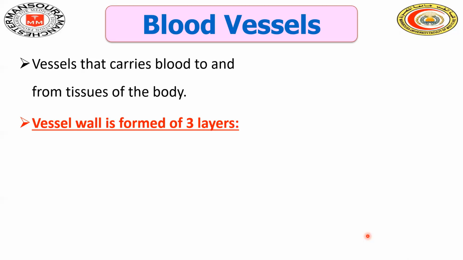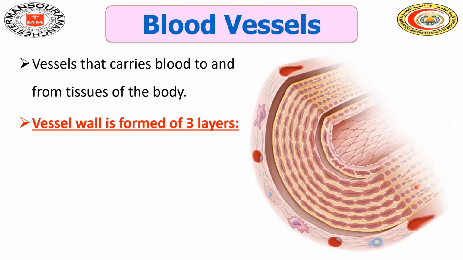So vessel wall, if we have a section of any vessel wall in general, whatever its type, the vessel wall is formed of three layers. Here is the diagram for one of the vessels, whatever its type again. So these are general scheme for the wall of blood vessels. It is formed of three layers.